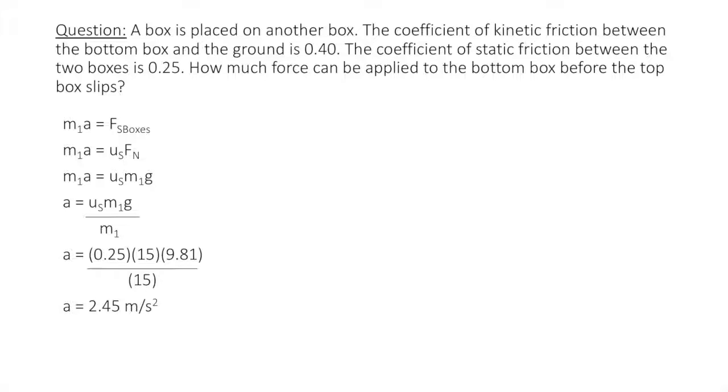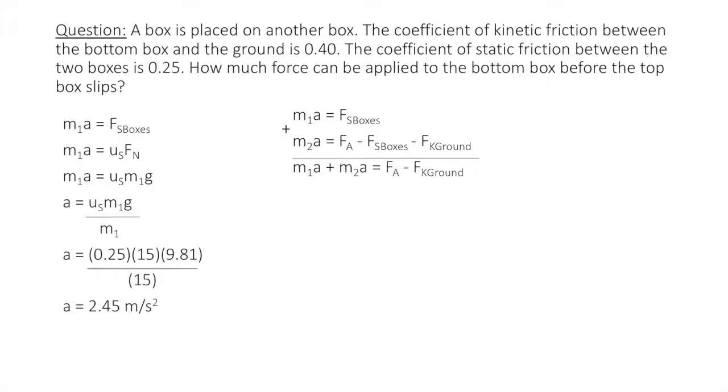The second step to solving this question is to use elimination to simplify the two net force equations that you created in the beginning. As you can see here, both Fs will cancel out, and you will be left with only Fa minus Fk ground.